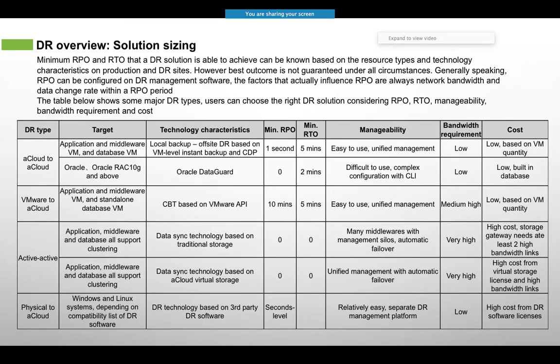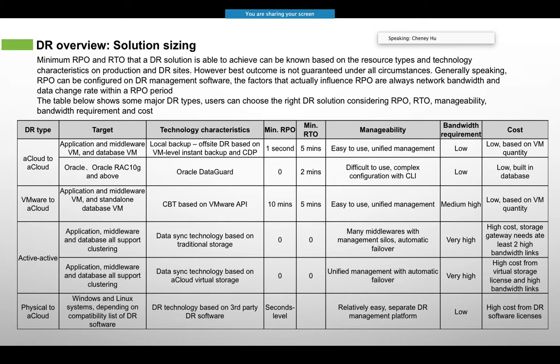And after that, of course, you need to do the solution sizing. The minimum RPO and RTO that a disaster recovery solution is able to achieve can be known based on the resource types and technology characteristics on the production and disaster recovery sites. However, there are many other factors that will influence the outcome of your disaster recovery. Network bandwidth, the data increment, and the storage performance will also influence your disaster recovery objective. So take a look at the table here. Basically for aCloud disaster recovery, we can provide a minimum 1 second RPO and a minimum 5 minutes RTO to satisfy most mission-critical application requirements.